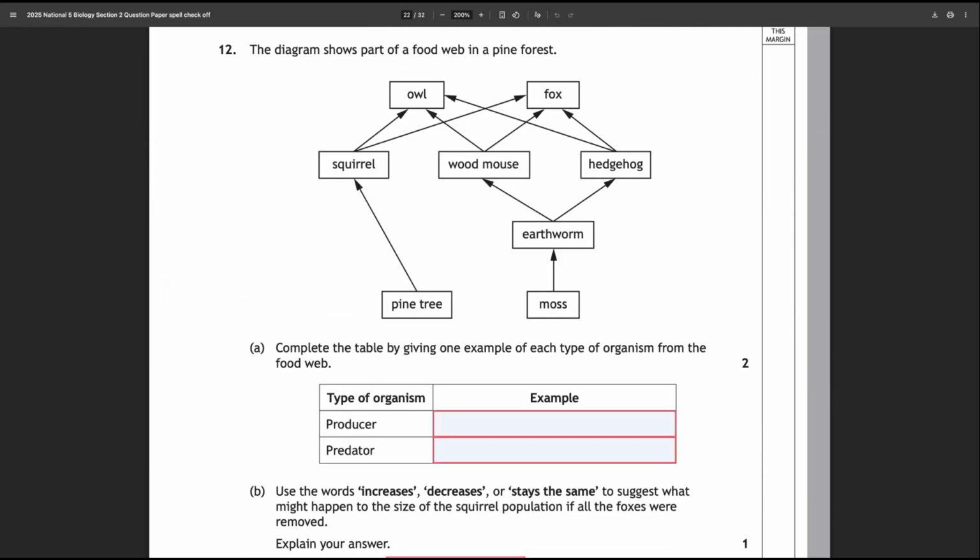Okay, we're doing well. We're on to question 12 now. The diagram shows part of a food web in a pine forest. So the part A, complete the table by giving one example of each type of organism from the food web. Okay, so producers, we will find them at the bottom of the food web.